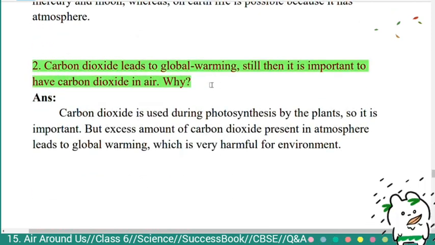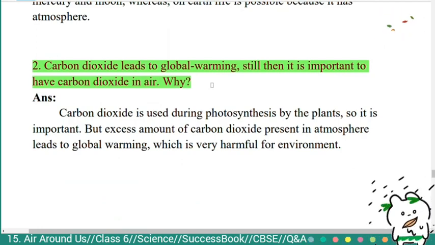Second question, carbon dioxide leads to global warming. Still, it is important to have carbon dioxide in air. Why? Answer, carbon dioxide is used during photosynthesis by the plants, so it is important. But excess amount of carbon dioxide present in atmosphere leads to global warming, which is very harmful for the environment.